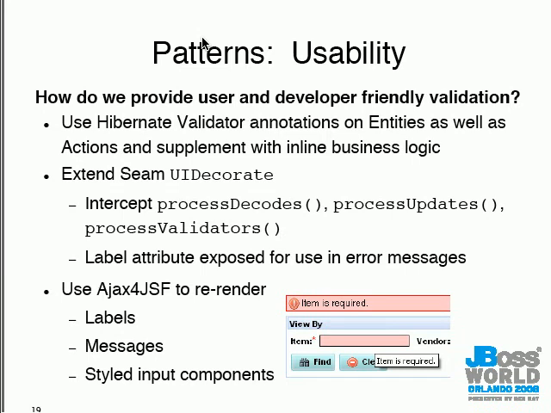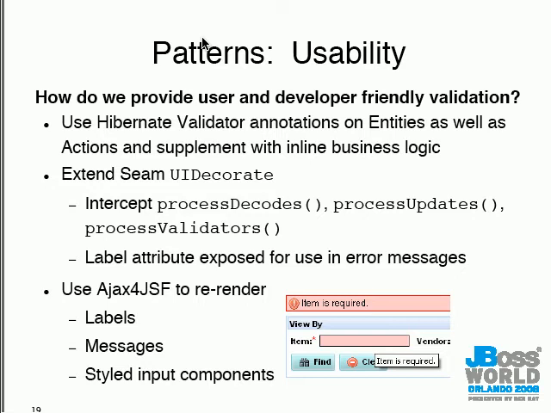We do use the Hibernate validator annotations on our entities as well as on our actions. So for instance, on the screen that we just showed, the item field is a required field, so we might have an annotation on the value that it's bound to. And we also have inline business logic, for instance, optionally required fields, fields that are dependent on other things that are going on in the current screen.